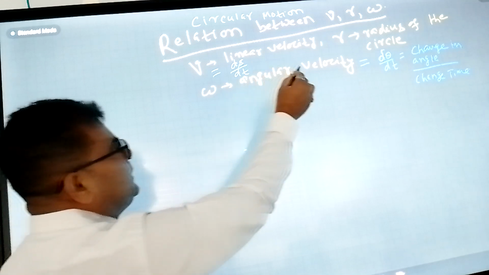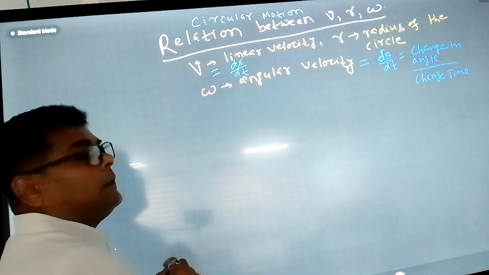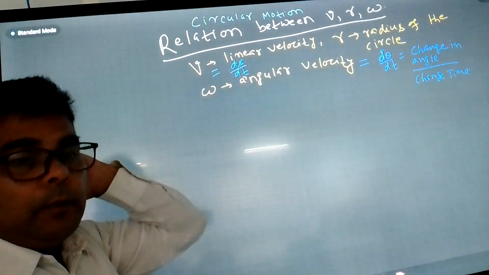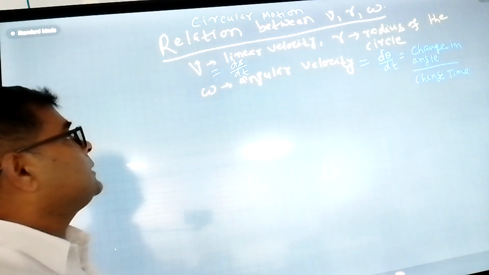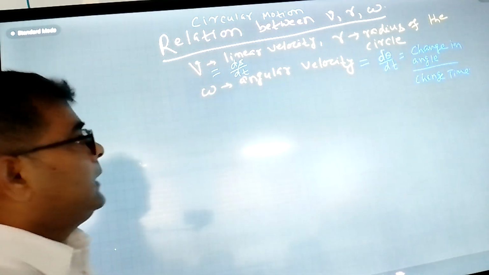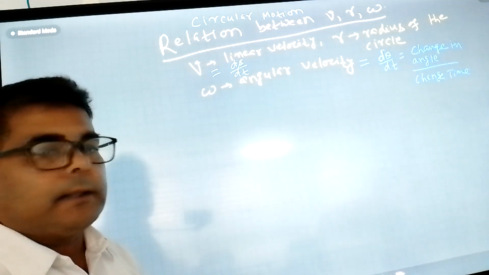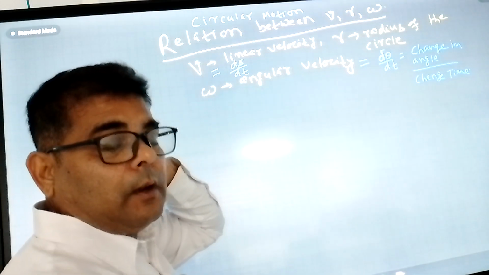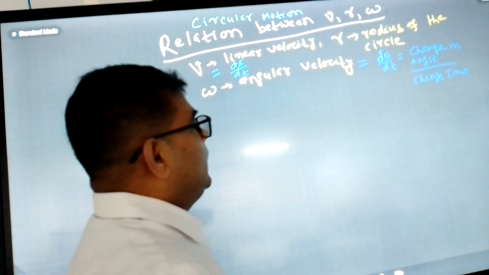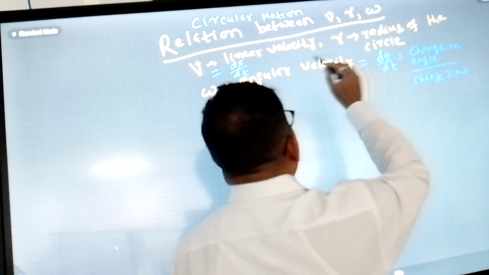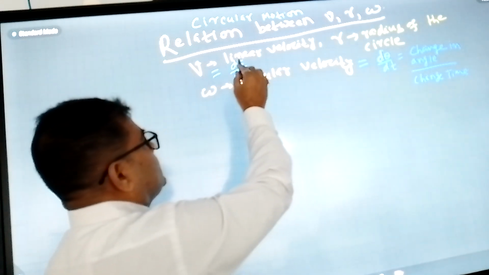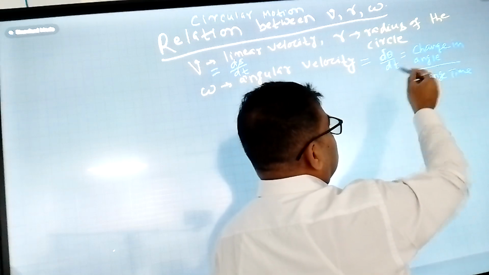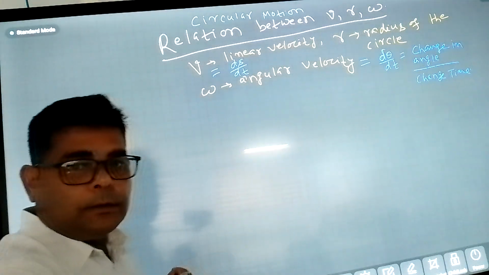Here V stands for linear velocity, and you know that velocity is the rate of change of displacement, that is, the change in displacement per unit time. If we call it speed, then it is the rate of change of distance. R is the radius of the circular path. And omega is called angular velocity, or also angular speed. Just as the rate of change of displacement is velocity, the rate of change of angle is the angular velocity.